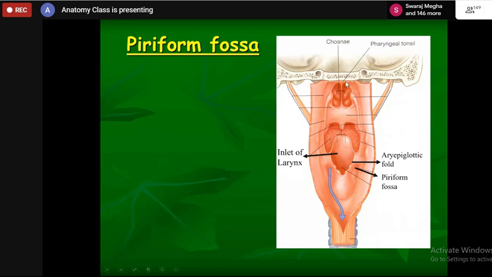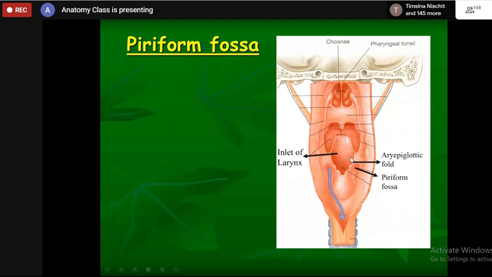This diagram is the posterior view of the pharynx. When you cut the pharynx and reflect it laterally and view it from the posterior part, you can see it like this. This whole is the pharynx. This one is the nasal cavity. This one is the oral cavity, and inside this one, we have the larynx. Right? So just behind the larynx, we have the laryngopharynx.